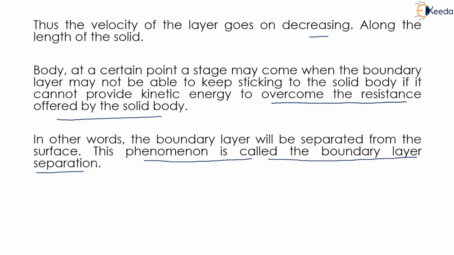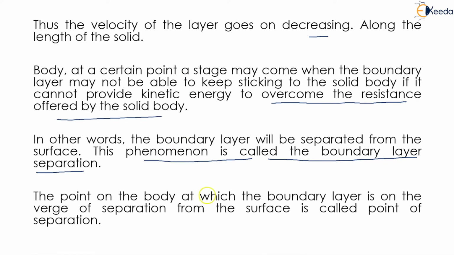So, when the boundary layer is not able to keep sticking to the solid body, why? Just because it cannot provide the kinetic energy which is required to overcome the resistance offered by the solid body, the boundary layer gets separated. So this phenomenon is known as the boundary layer separation. The point on the body at which the boundary layer is on the verge of separation from the surface is called the point of separation.